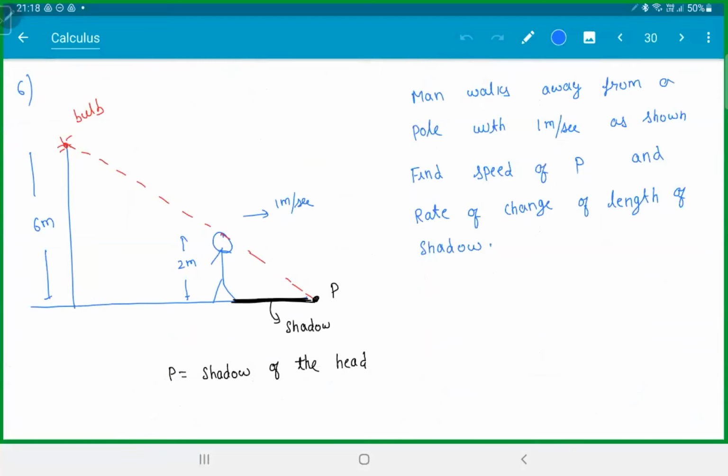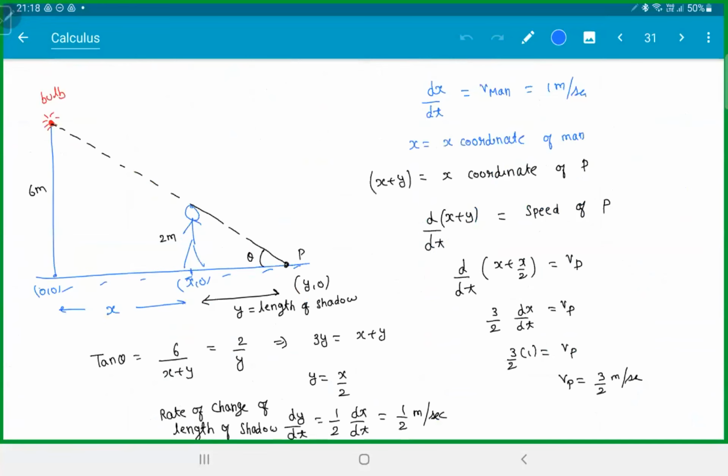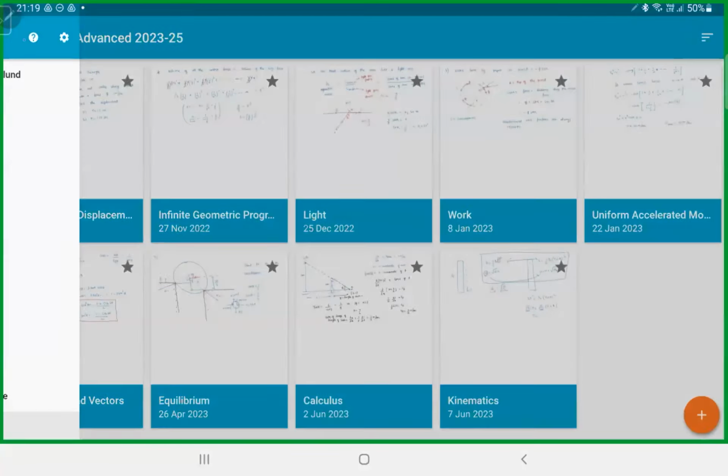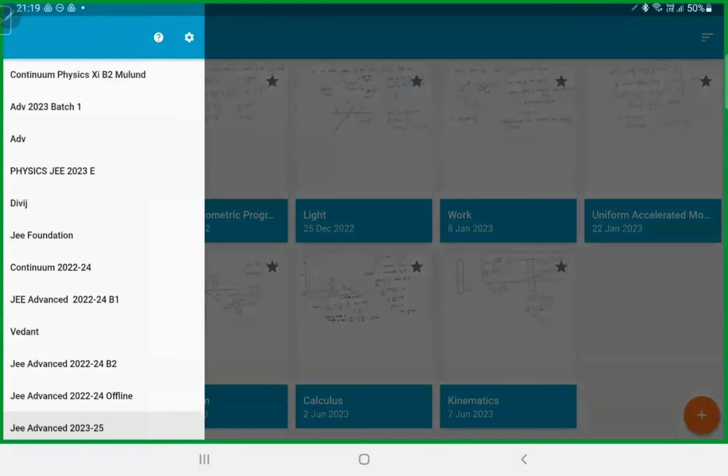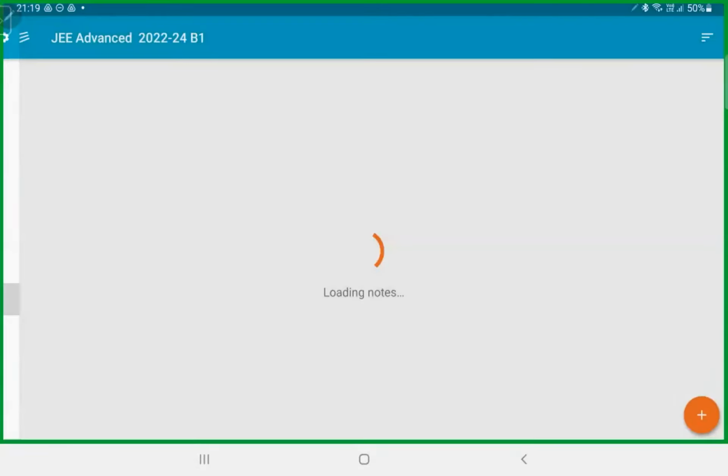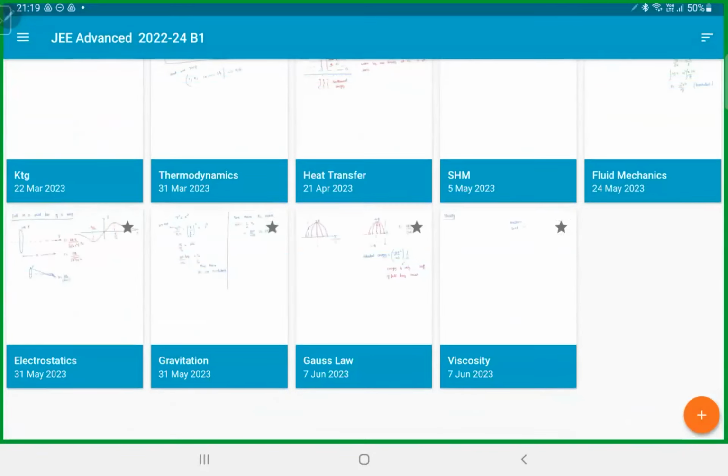A man is walking and there is a shadow. d theta by dt, the difference of that angle. It came this time in Advanced, in 2023. This is a question which I've been teaching for years. It is not like I predicted it. We do so many questions. Something or other will repeat once. Something similar will come.